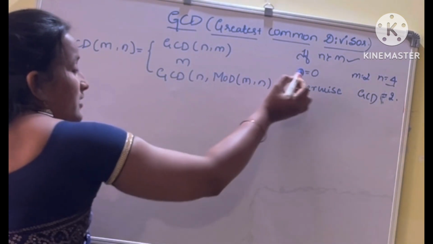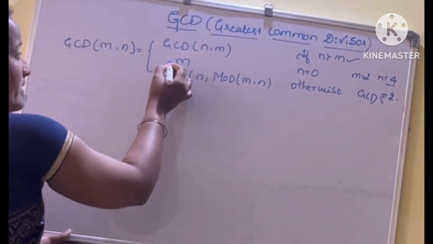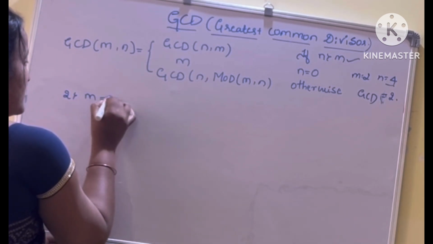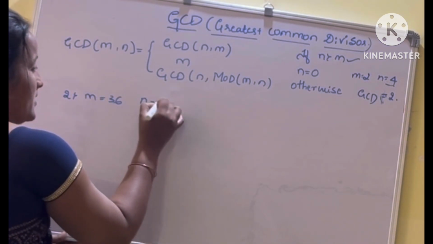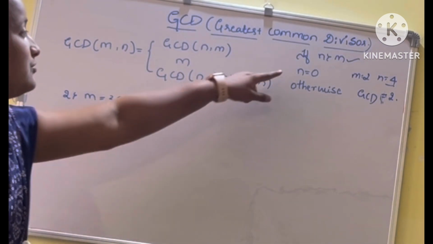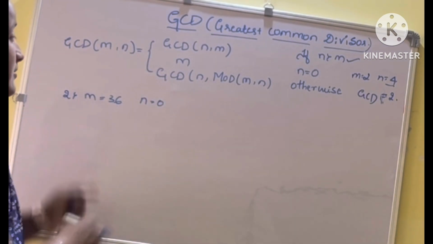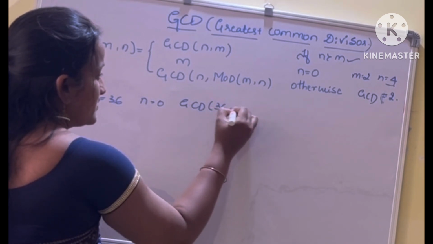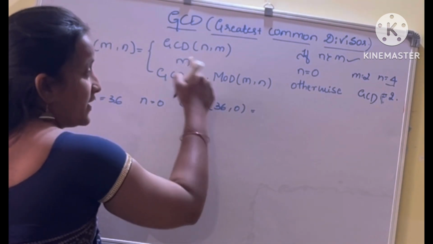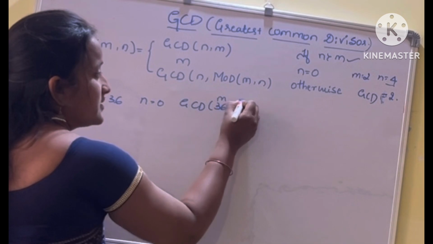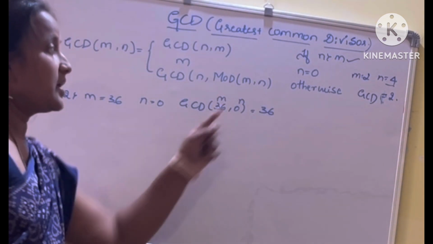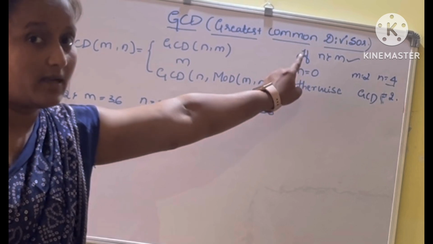Suppose n is equal to 0. I am going to check the second condition. Assume m is 36 and n is 0. Which value do we return here? The value of GCD of 36 and 0 is the m value. This is m and this is n, so we return 36. If n is 0, that is the second situation.